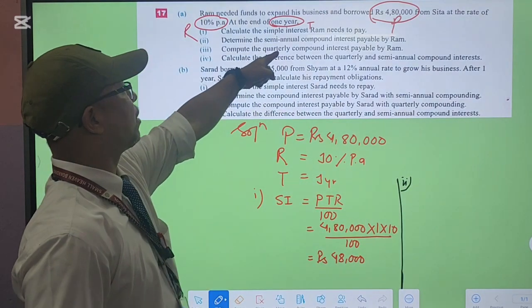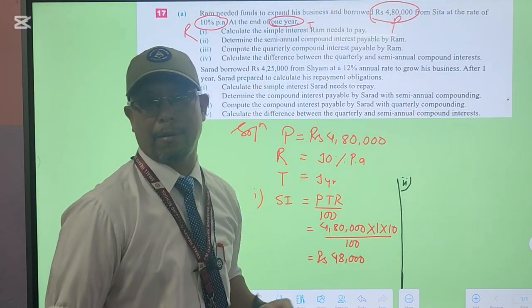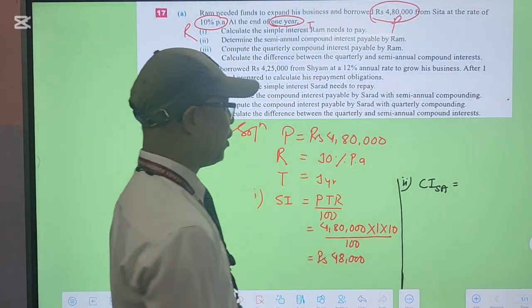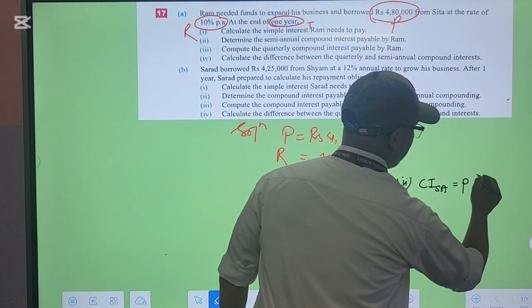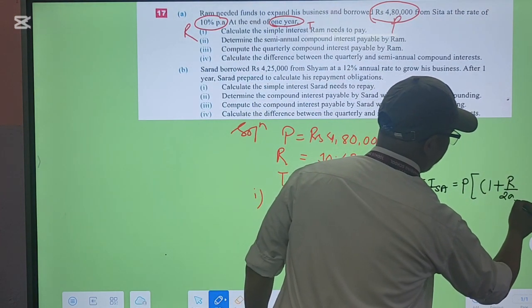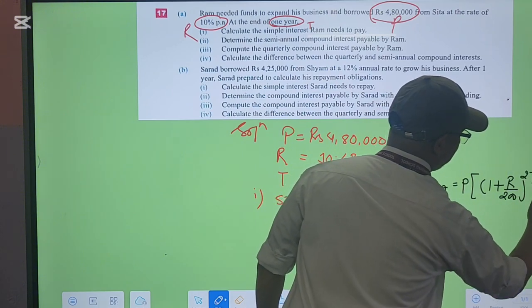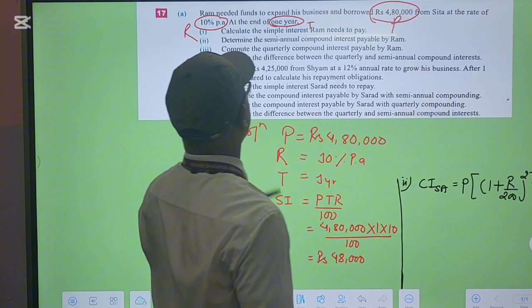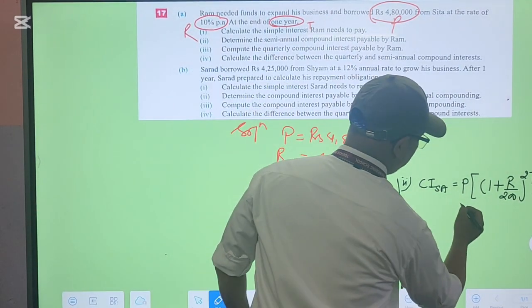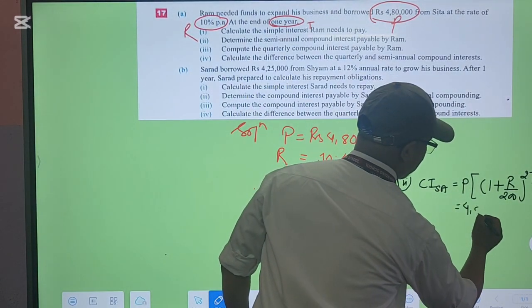In the second number: determine the semi-annual compound interest payable by Ram. That is only simple. We have to find compound interest semi-annually. The formula is P big bracket 1 plus R by 200 whole power twice T minus 1. That is the compound interest semi-annually formula. Now here also, just put the values. This is 4,80,000.